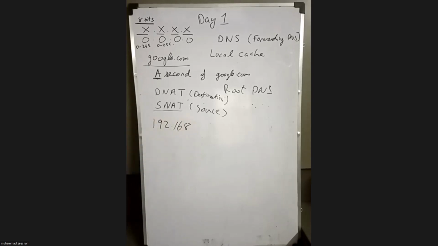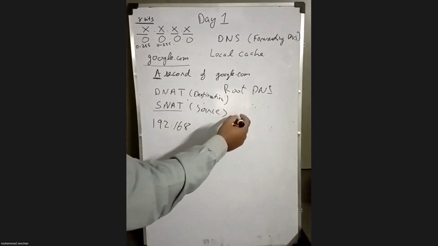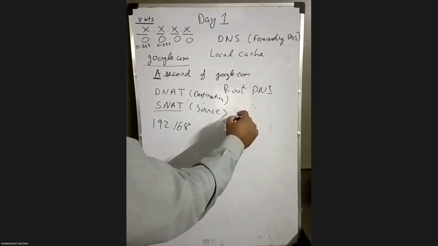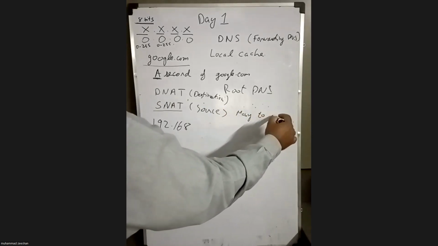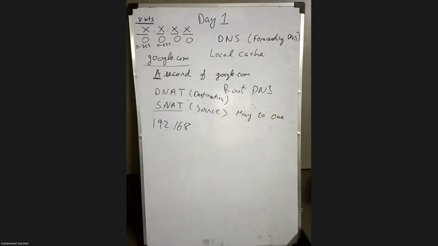Your device is doing the source NAT, which means it is taking the source IP address 192.168.0.1, 2, 3, 4, 5 and translating it to one public IP address. So many to one. Many devices are coming to your CPE, and it is converting them to one IP address for browsing the internet.